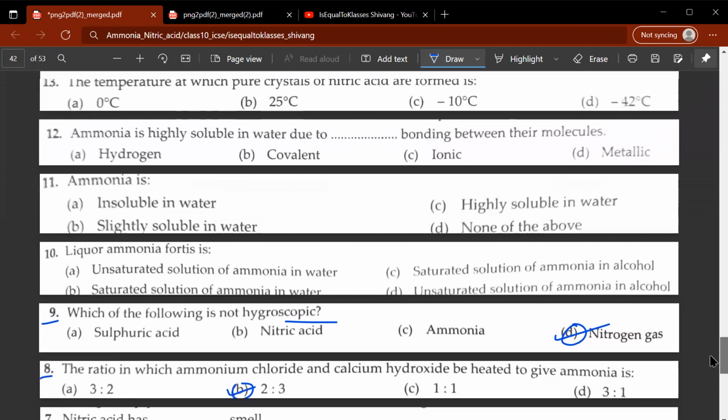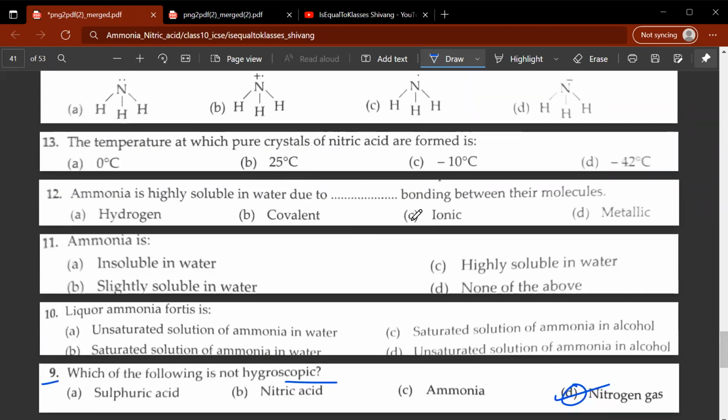Hygroscopic substances are those substances which have an affinity for moisture or water. So they're in love with water. 10th question, liquor ammonia fortis is B, saturated solution of ammonia in water. 11th, it is asking whether ammonia is soluble or insoluble in water. Again, this is one of the properties of ammonia, and it is highly soluble in water like HCl. Ammonia is highly soluble in water due to dash bonding between the molecules. A, hydrogen bonding between the molecules.